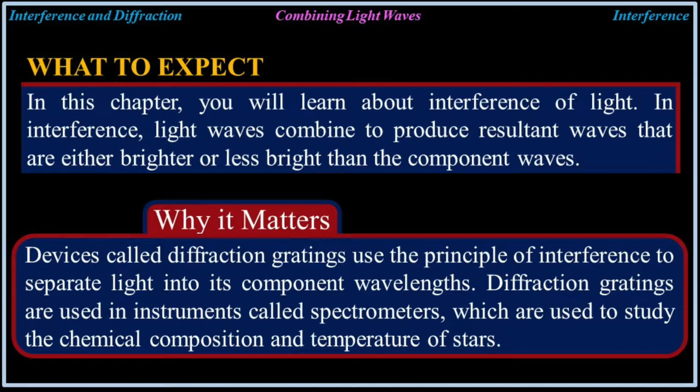What to expect. In this chapter, you will learn about interference of light. In interference, light waves combine to produce resultant waves that are either brighter or less bright than the component waves. Why it matters: devices called diffraction gratings use the principle of interference to separate light into its component wavelengths. Diffraction gratings are used in instruments called spectrometers, which are used to study the chemical composition and temperature of stars, as well as many other things.